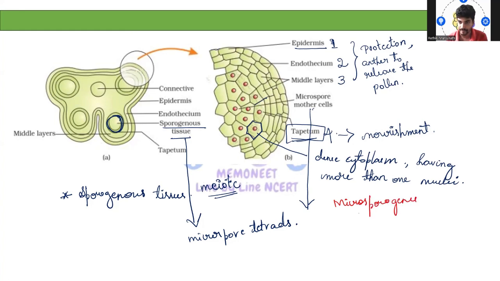Microsporogenesis. What is microsporogenesis here? The process of formation of the microspores from the pollen mother cells. Through what? Through the meiosis division. Through the meiosis is actually called microsporogenesis. Clear?